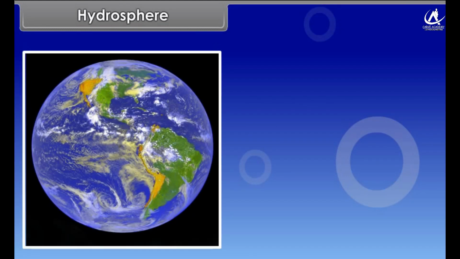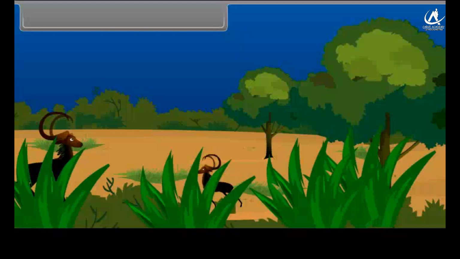Hydrosphere. The Greek word hydro means water. There are vast areas on the earth's surface which are covered with water. Water covers 71% of the earth's surface. The major water bodies like oceans, seas, lakes, ponds, etc. constitute hydrosphere. The earth is called the blue planet because it is the only planet so far which has water. It looks blue from the sky because of water on it.